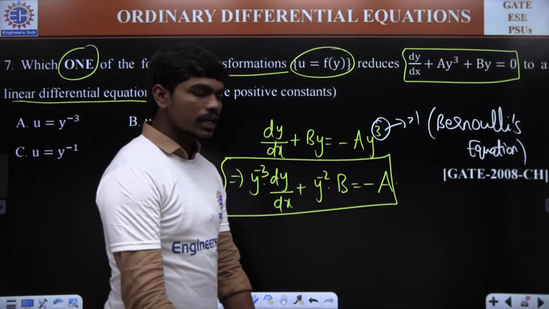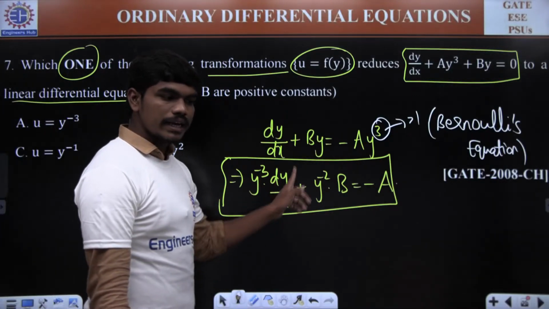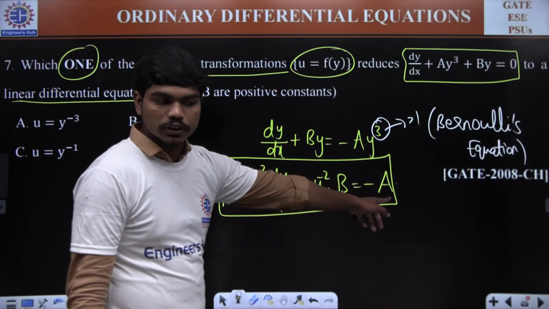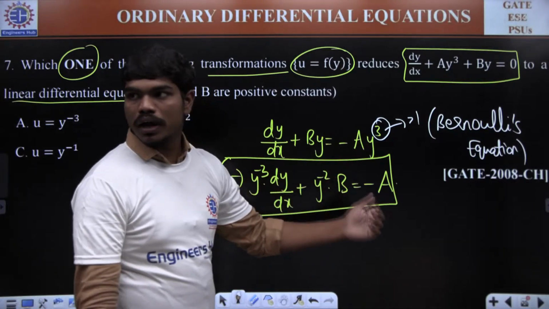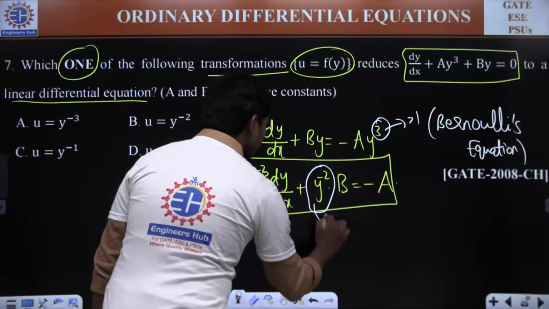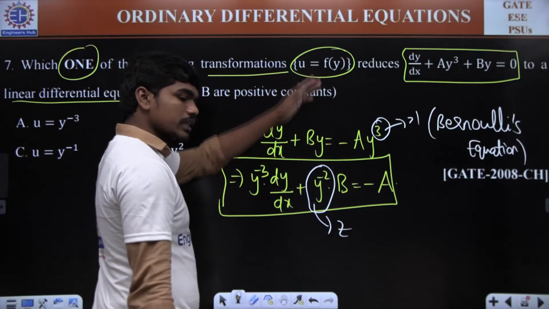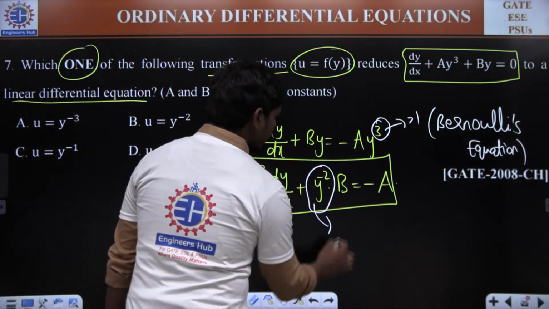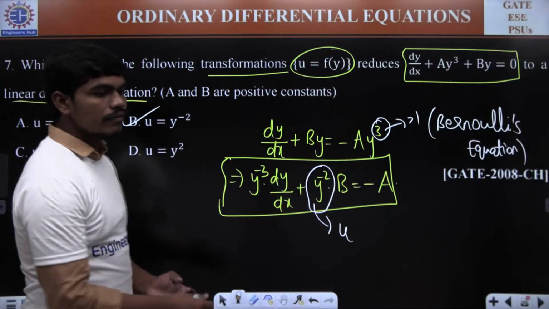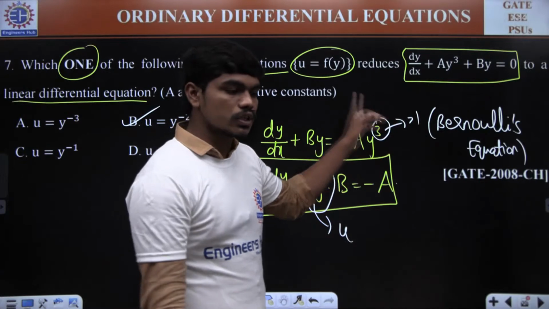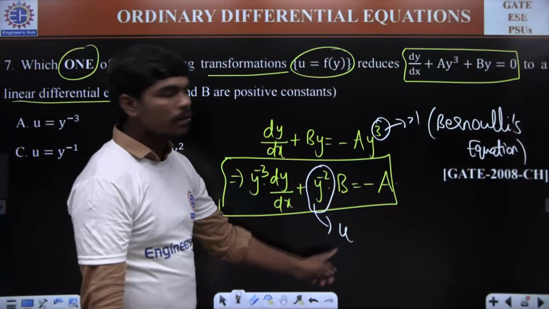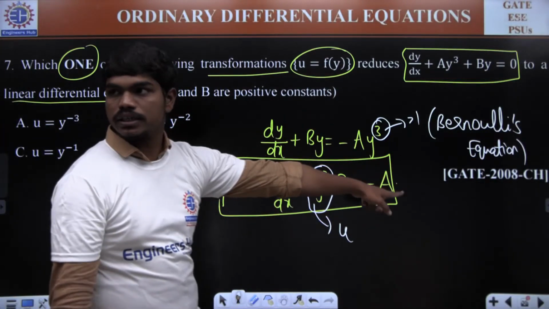Do you all remember in today's class, if you have y power minus n into dy by dx plus y power 1 minus n into some function of x is equal to some function of x, then the substitution that we made to convert this nonlinear equation to a linear differential equation is taking this part as some variable z. Here they have given u is equal to some function, so here we are considering this as u. So u is equal to y power minus 2 is the transformation which converts this non-linear differential equation to linear. And as I told you, sometimes they're asking what is the substitution you need to make in the exam. This is one such question which was asked in GATE.